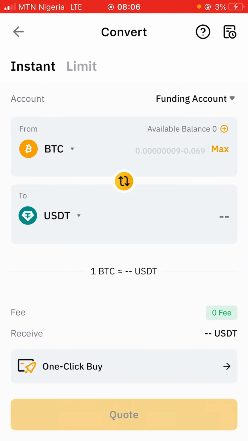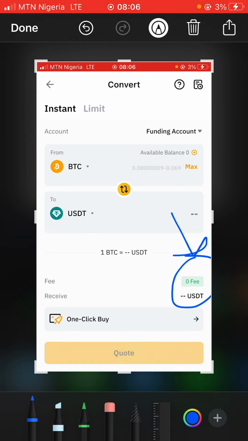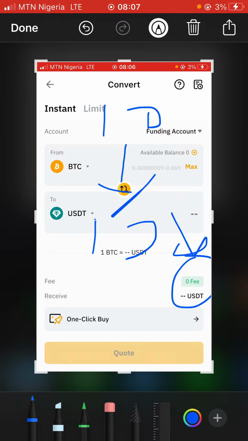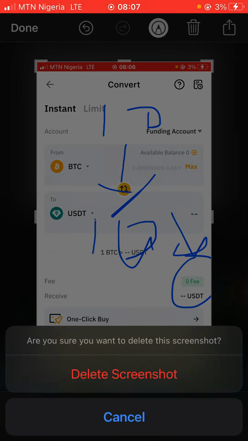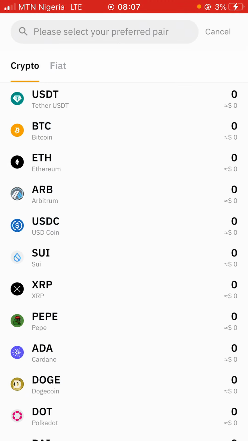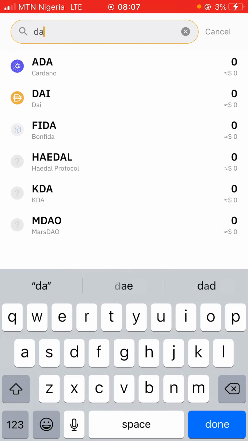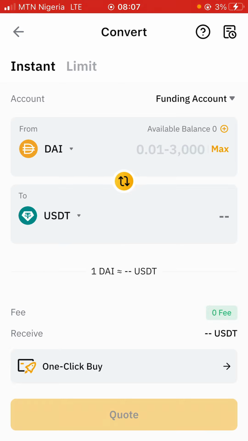This convert section, what you need to see is that it is a zero fee platform. So if we are converting one DAI to one USDT, it is going to be free. One DAI is equal to one USDT. Do you understand? Because DAI is also a stable coin that is also pegged to $1. Hope that makes sense. If you come here and look for DAI, let's search for it. That's DAI. See it here now, right? So one DAI is equivalent to what? One USDT.